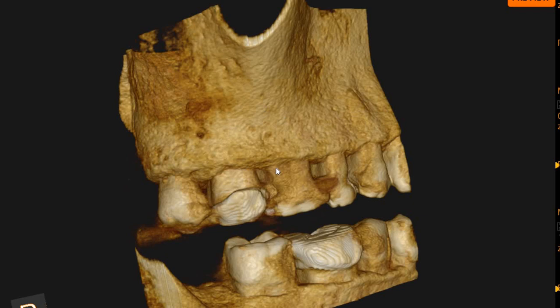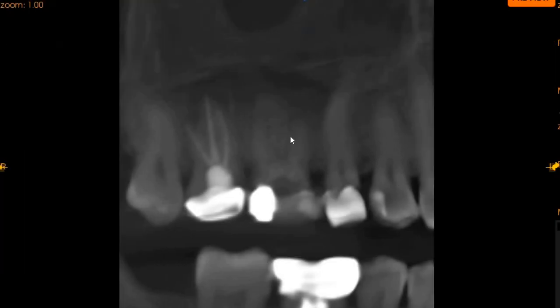The area of interest is the upper right 6. On the sagittal aspect, we can see that the upper right 6 has a very slight radiolucency. The doctor is suspecting a fracture in this case. We will guide you through each slice and take you through the whole process.